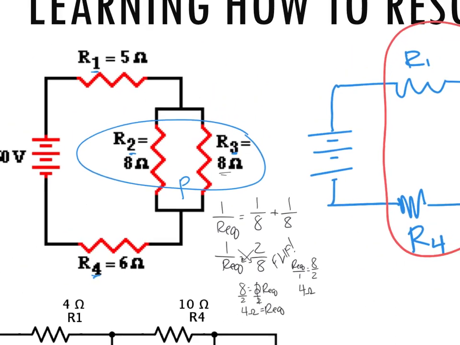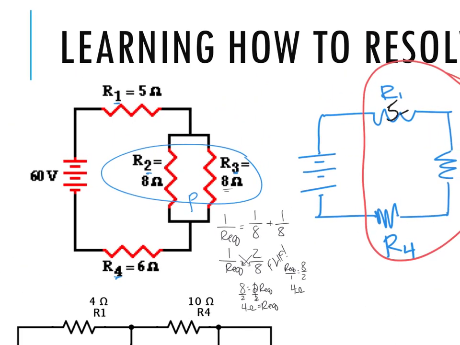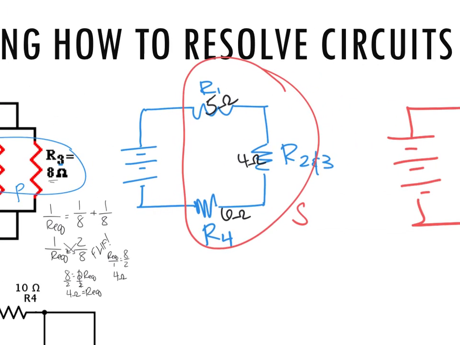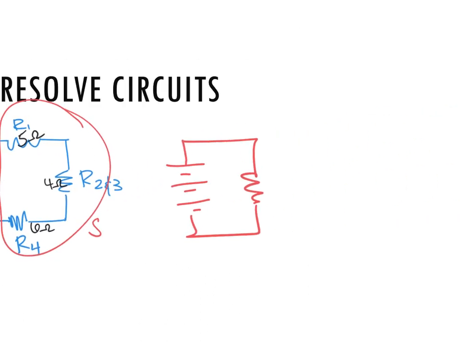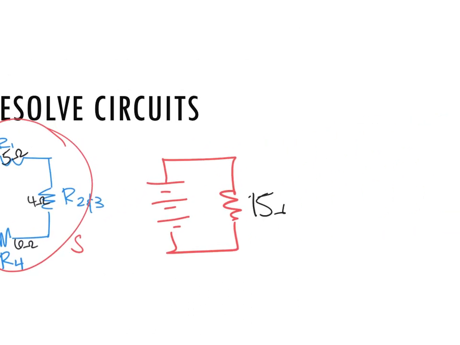So then let's look at our next picture. Our next picture, this is 5 ohms. We now have 4 ohms here and 6 ohms at the bottom. Since those are all in series, it is going to add straight up. So I just add resistor 1 plus 2 plus 3. So 5 plus 4 plus 6 is 15. So my total resistance in the circuit is 15 ohms.